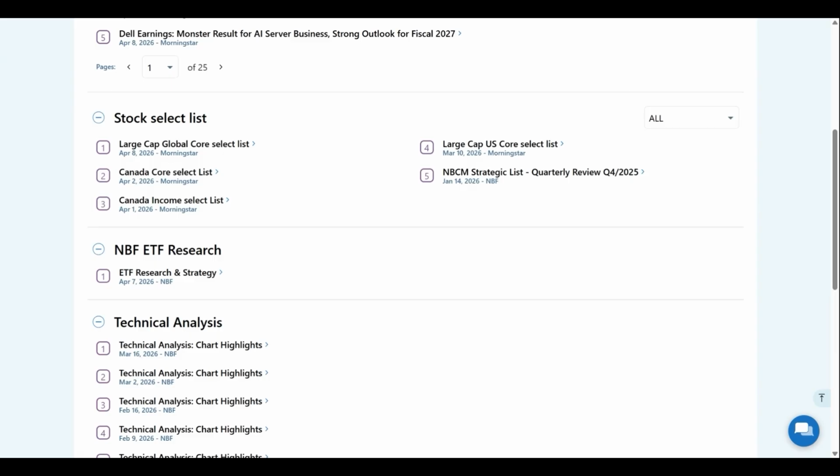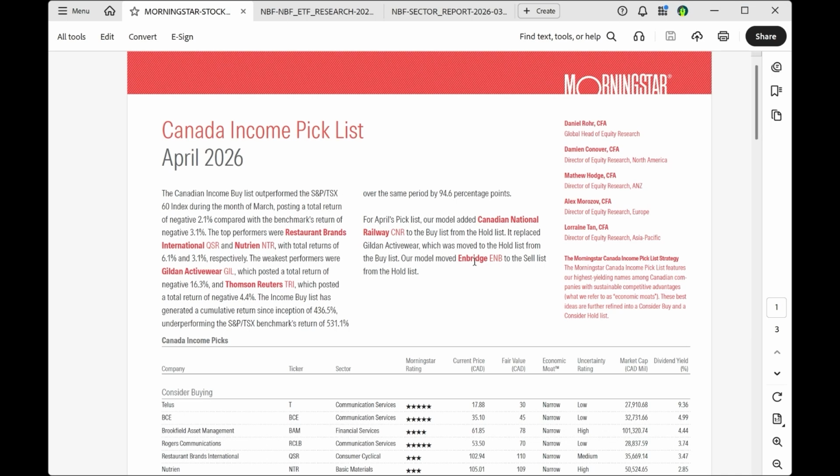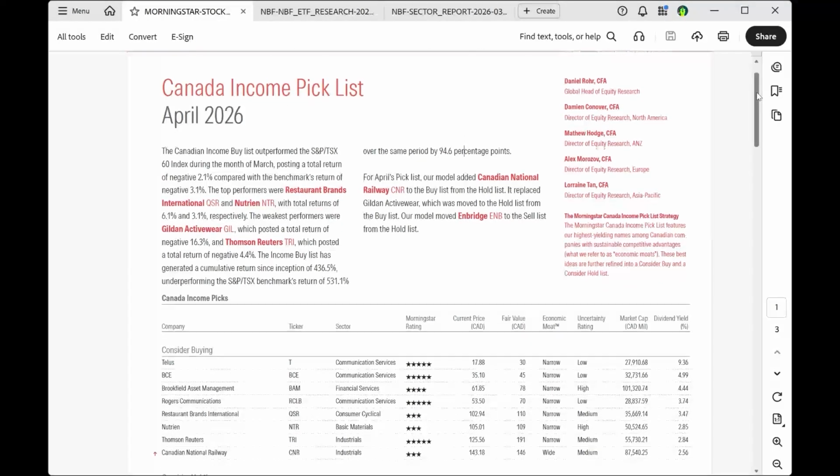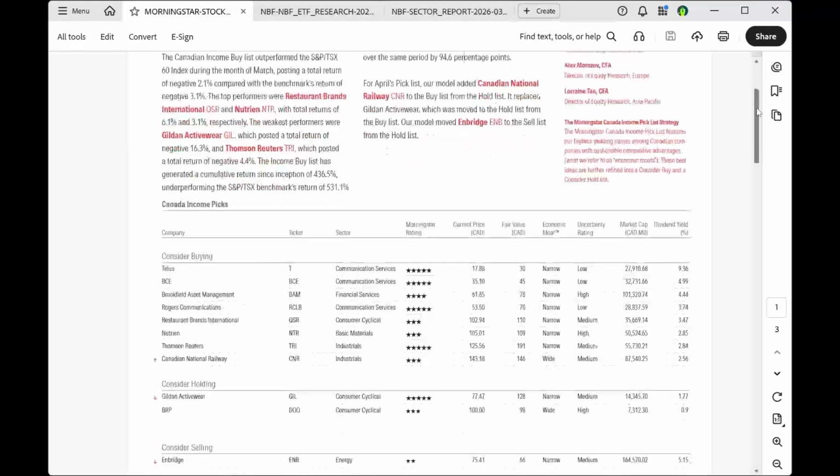And once you click on the link, you can download the PDF, and the Morningstar list should look something like this. So this one in particular is the Canada Income Pick List. So as you can see, it sticks to the Morningstar criteria. And for this particular list, it's a monthly list.